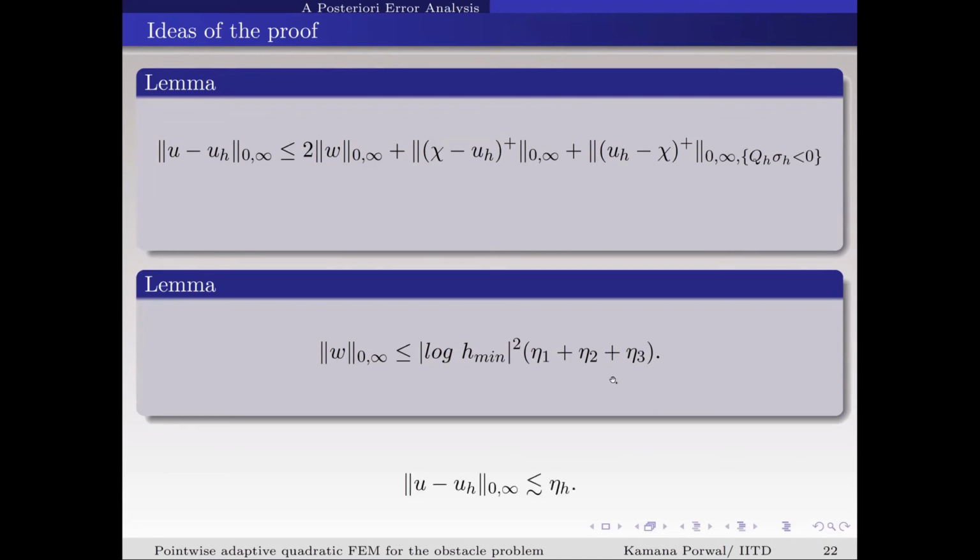And finally, combining both these results, we obtain this reliability estimate. I'm skipping the details here because those are more technical and it will require more time. So now we have this reliability estimate for the error in the solution.